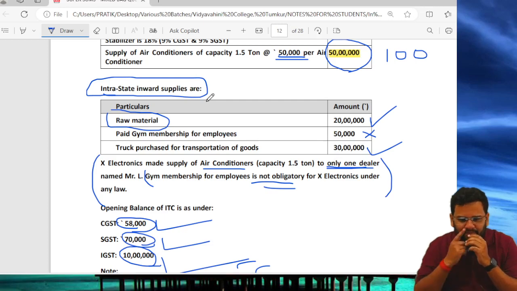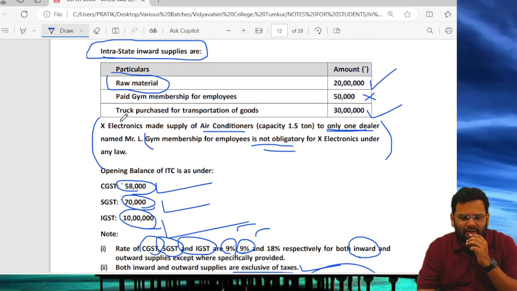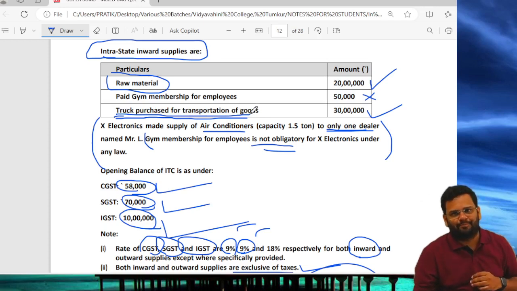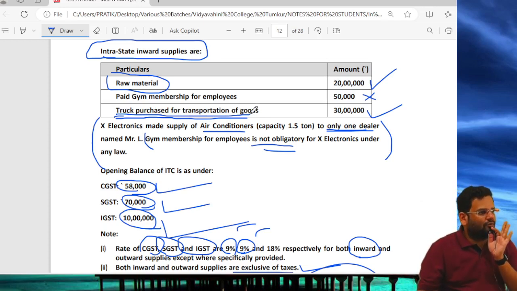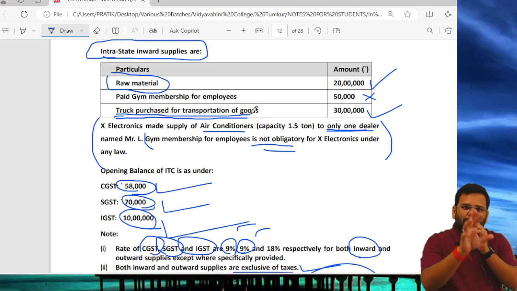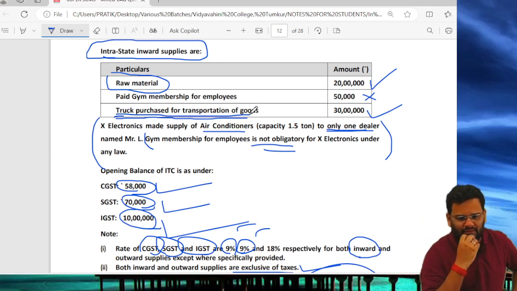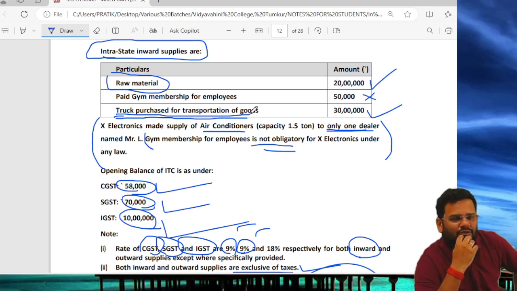And then next, truck. ITC on truck purchased for transportation of goods. All of you are getting confidence? How we are applying multiple provisions? So next line, 30 lakhs into 9% each. 2,70,000 CGST, 2,70,000 SGST, dash in case of IGST.